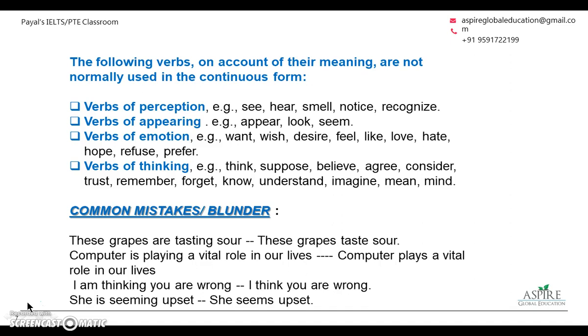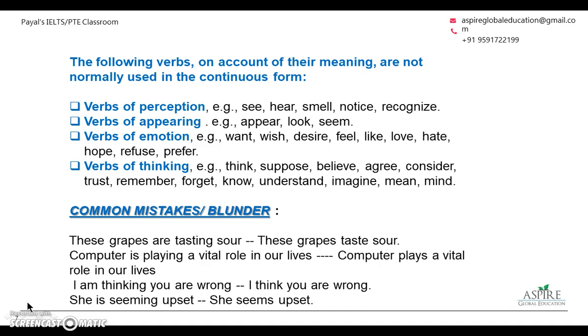Do you ever say that I am preferring to do this? You would rather say, I prefer to do this. It is not a continuous action that it will take you time to prefer. Or would you say that I'm refusing to do this? It doesn't make any sense. You can simply say, I refuse to do this, I refused, I will refuse, but refusing doesn't make any sense. Similarly, think, suppose, believe, agree, consider, trust. With these words also, we somehow avoid using ing, the continuous form.